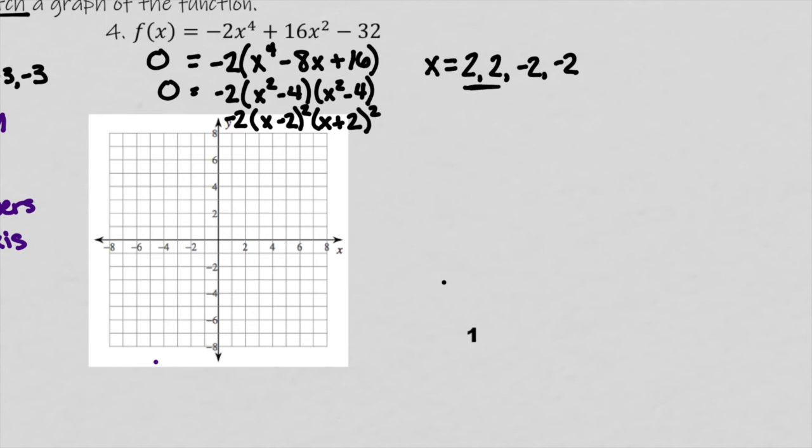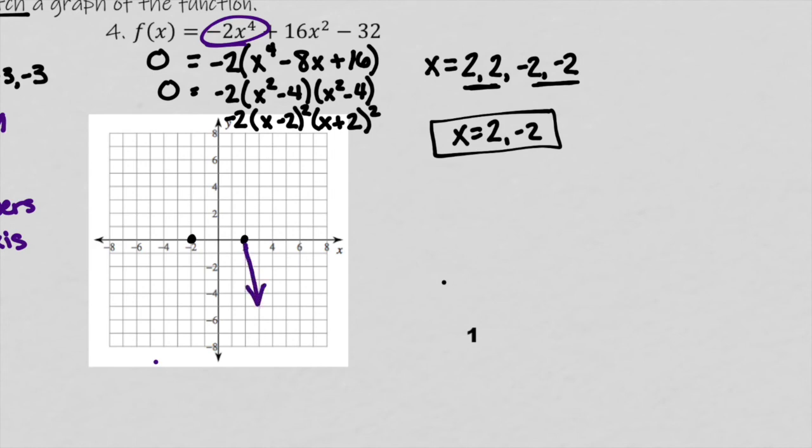So again, I have even powers. So I know at negative 2 and 2, it will not cross the x-axis. But I can put my points at 2 and negative 2. Let's figure out our end behavior. Now the leading coefficient is negative, so I know I go down on the right side, and my power is even, so the left side does the same thing. It's also going to go down.